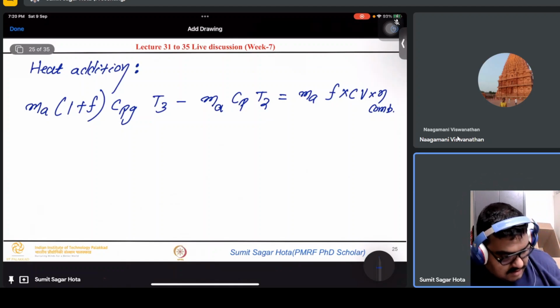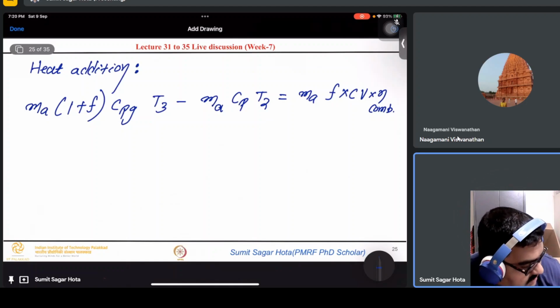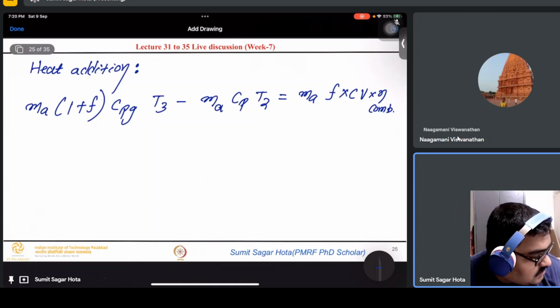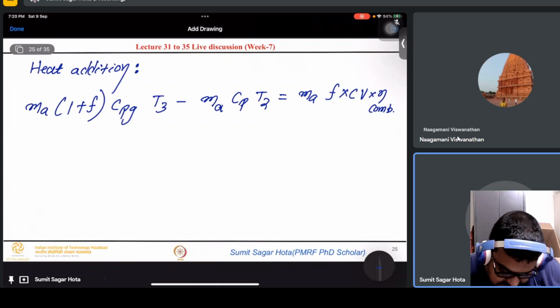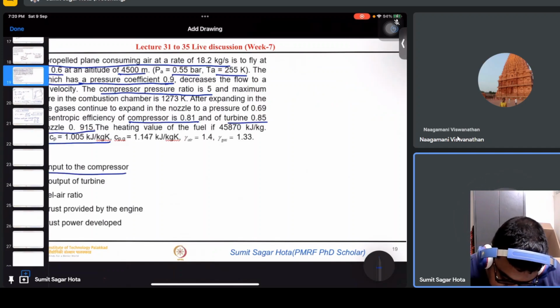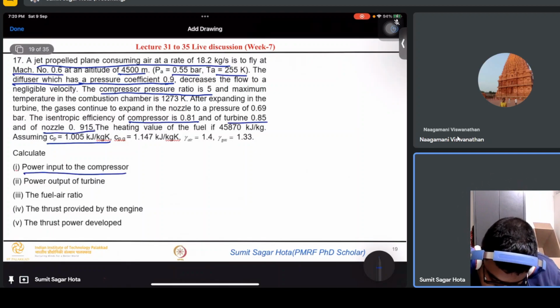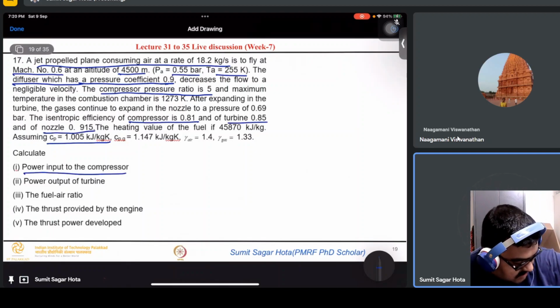Here we have to find out the small f. For the fuel air ratio, small f we need to find out. So small f is our next requirement. Second bit is your fuel air ratio, it's written in the question. What is the second question? The second question is power output of turbine. Then your fuel air ratio is the third question.